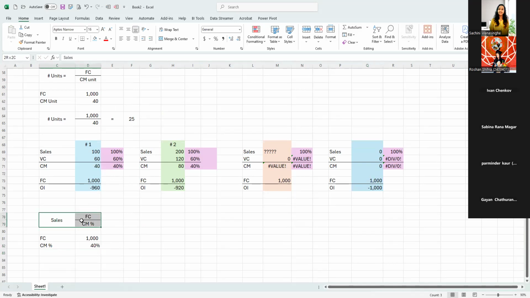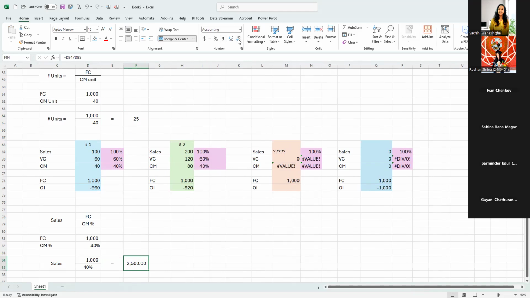What do I have to do? I just have to substitute it in this formula, and once I substitute, I should be able to get the result. 1,000 and the contribution margin ratio is 40%. So how much should be my sales? Is that the number that you're getting? Yes, sir. Okay.